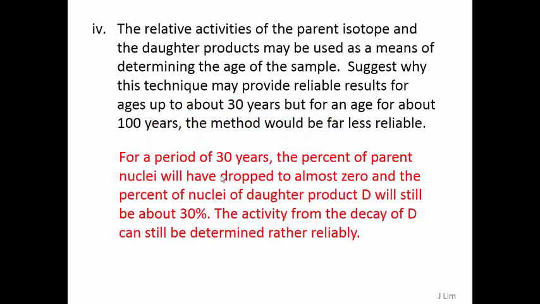For a period of 30 years, the percent of parent nuclei will have dropped to almost 0, and the percent of nuclei of daughter product D will still be around 30%. The activity from the decay of D can still be determined rather reliably.